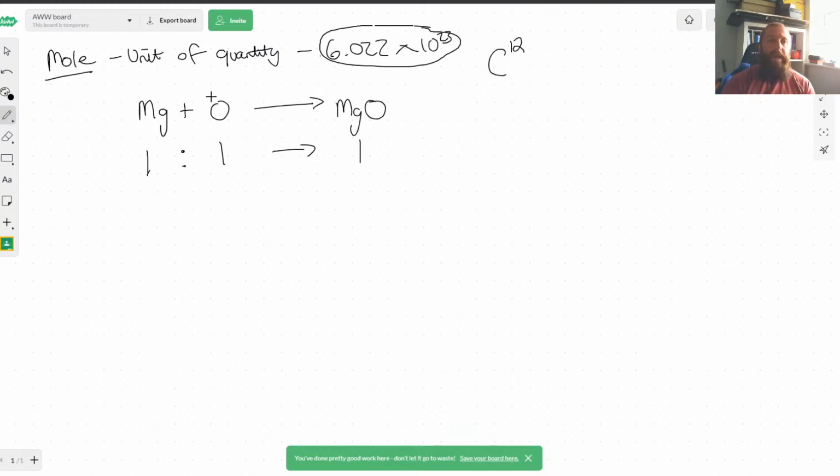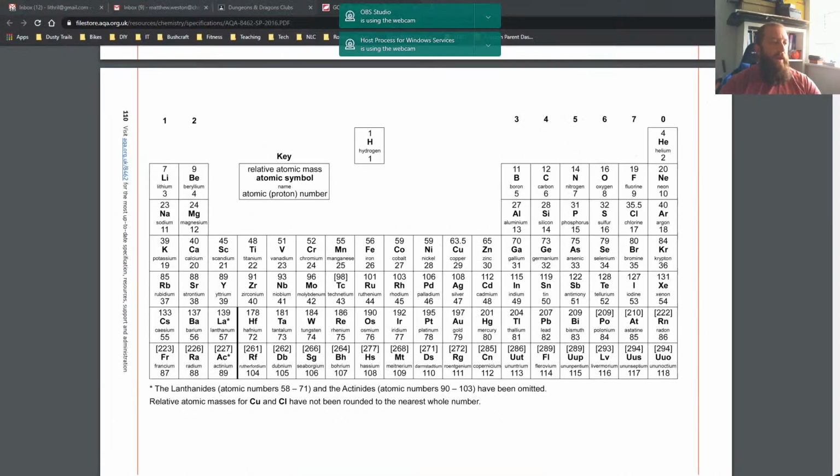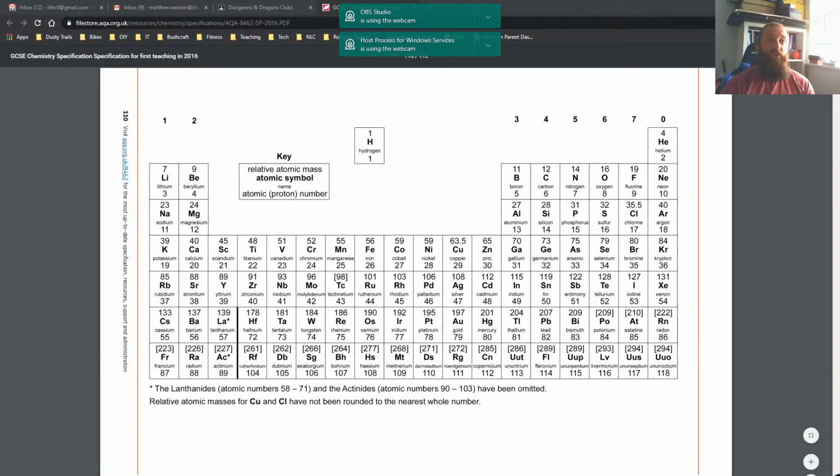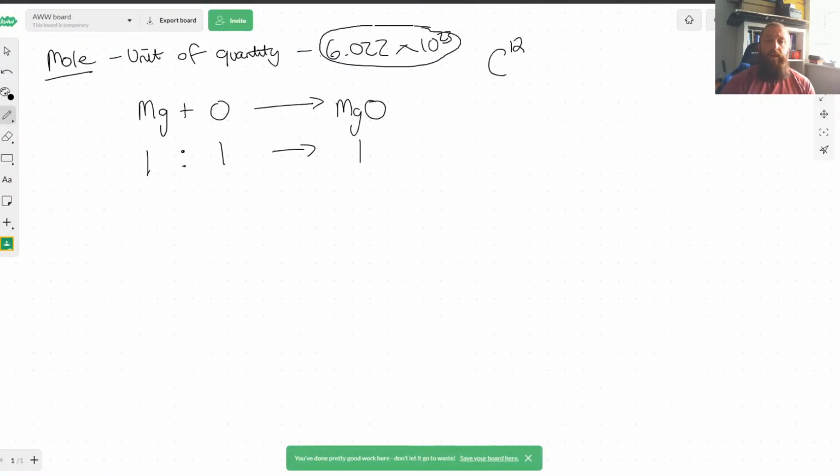carbon's atomic mass, and if you don't believe me, I'll just put it up here. Carbon's atomic mass is 12. So that means that 1 mole, which is this many atoms, equals 12 grams. If I take helium, helium's atomic mass is 4, which means 1 mole equals 4 grams. Okay?